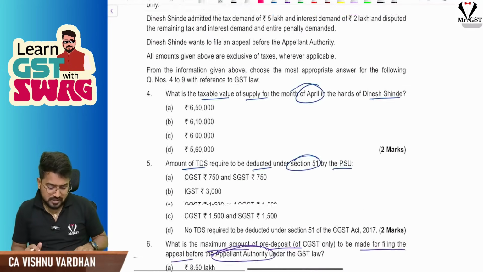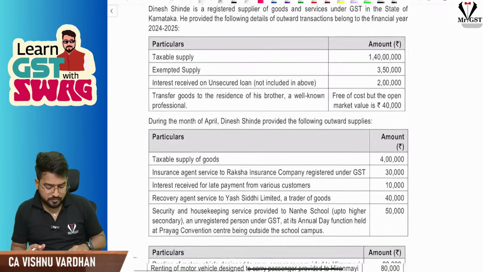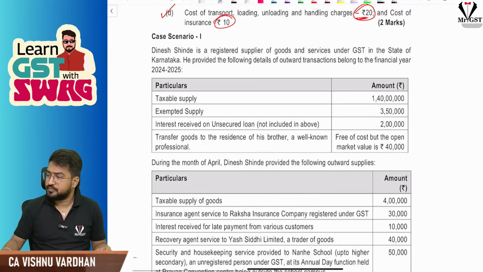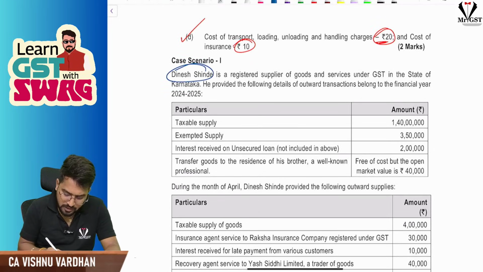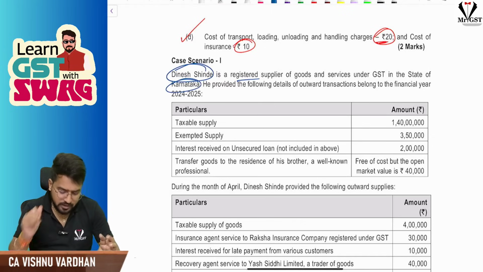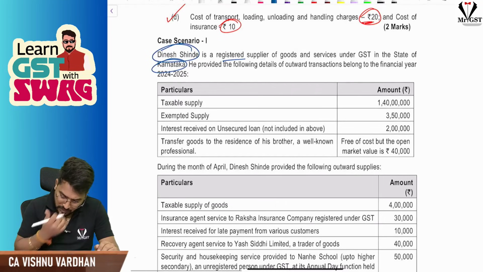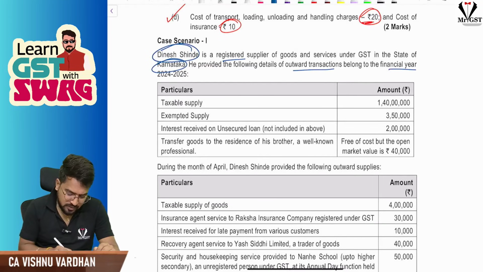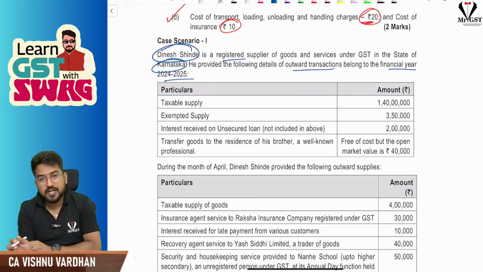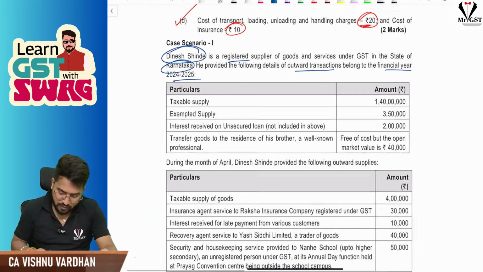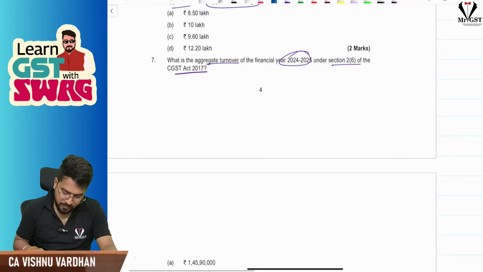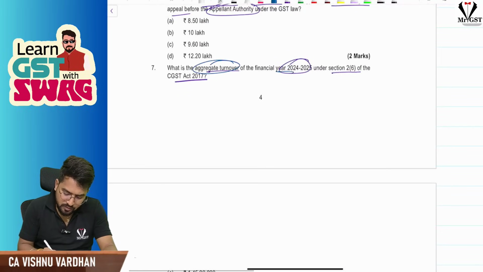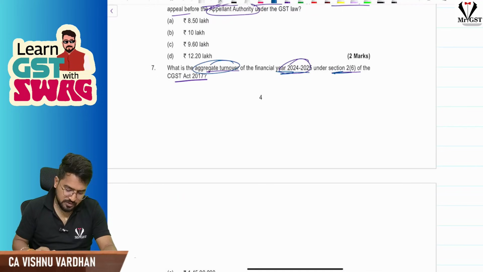So we have understood what is required. Let us go with the question now. Case scenario. The first case scenario, Dinesh Pandey registered in Karnataka. Dinesh Pandey, an individual, you should understand, and he is registered in Karnataka. And he has provided the following transactions for the financial year 24-25. There is a question regarding what is the aggregate turnover for the financial year 24-25, if you remember, case study question number 7. What is the aggregate turnover for the financial year 24-25 under section 2 subsection 6?